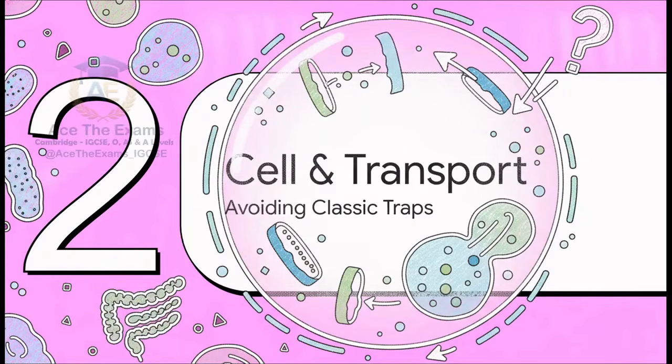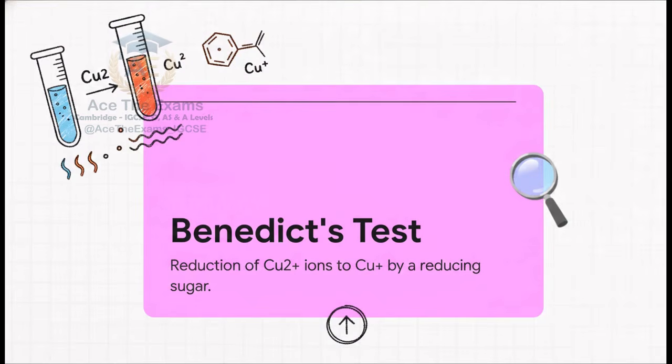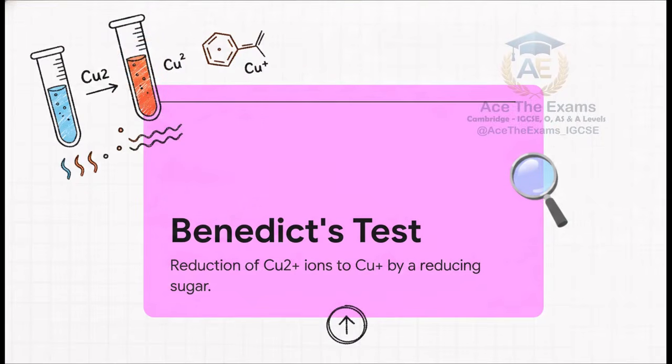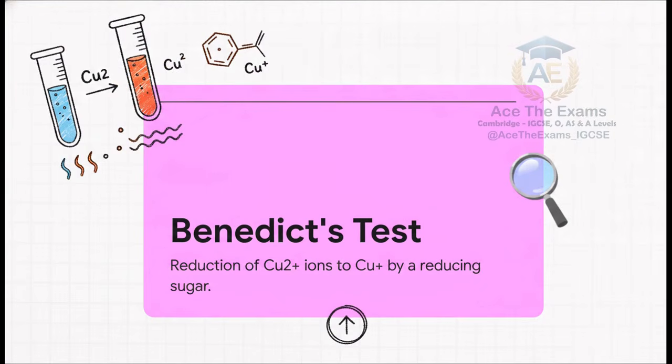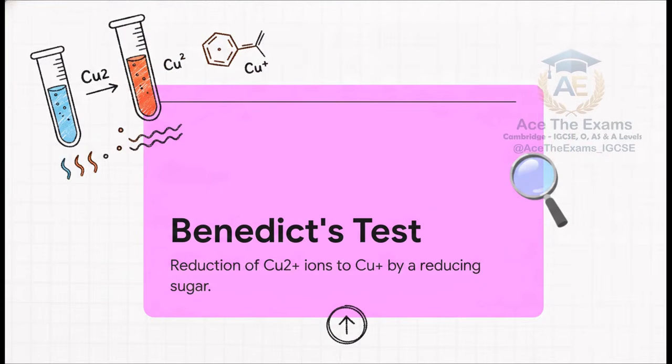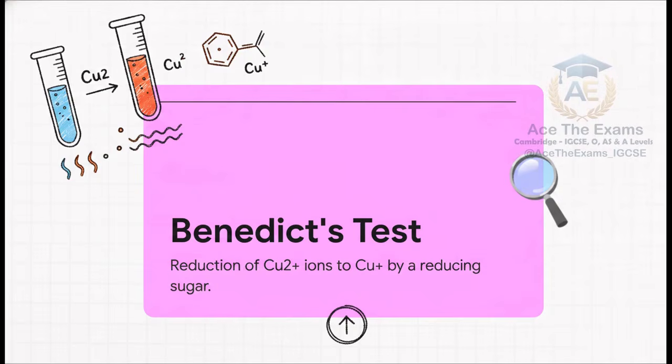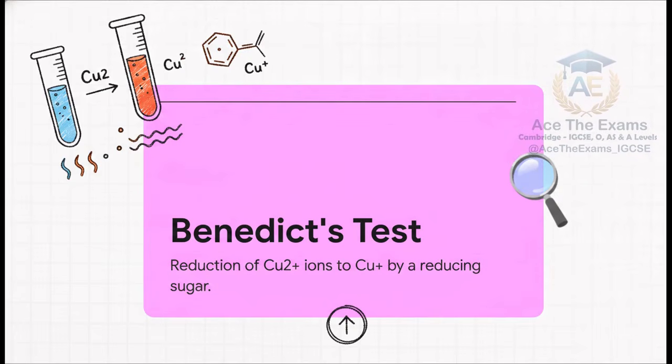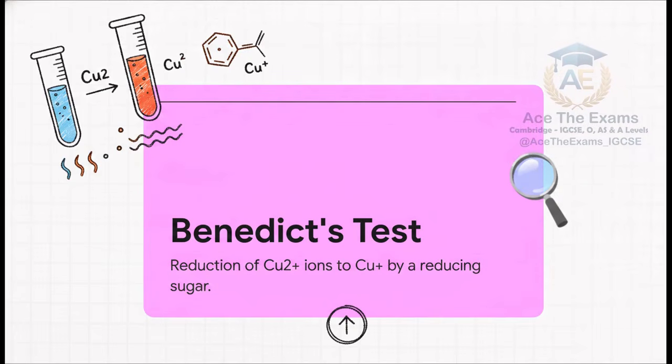Moving on to Section 2, core cell and transport strategies. Let's actually apply this framework to a classic assessment trap that catches out, honestly, thousands of students every single year. Okay, before we even peek at the data in a Benedict's test question, you absolutely must define the chemical process at play. We aren't just looking at a pretty color change here. We're looking at the specific reduction of copper 2+ ions to copper 1+ by a reducing sugar. If you just write down something like a reducing thing, you've already lost the examiner.